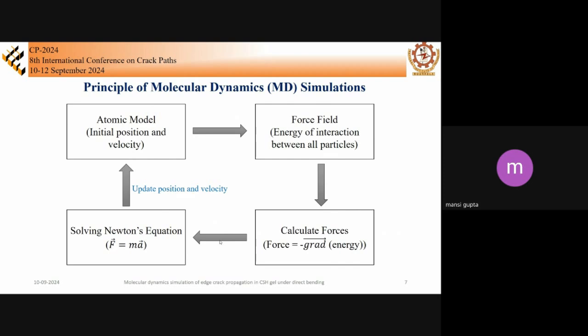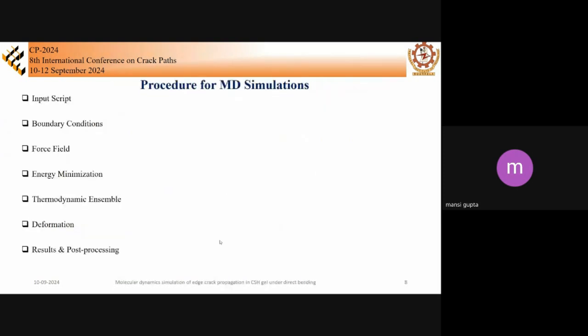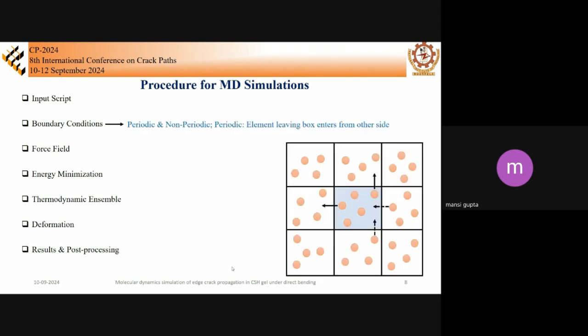The initial atomic position and velocity and their interactions between the particles give the force, and the acceleration is calculated through it. For every time step, the initial position and velocities are updated and the same procedure is repeated over the desired number of steps. The procedure for MD simulation requires the data file input script containing information of initial position and velocities, and a boundary condition, basically periodic and non-periodic.